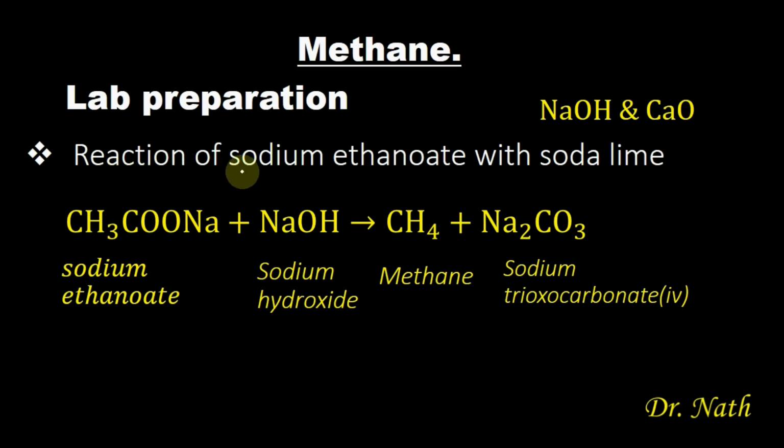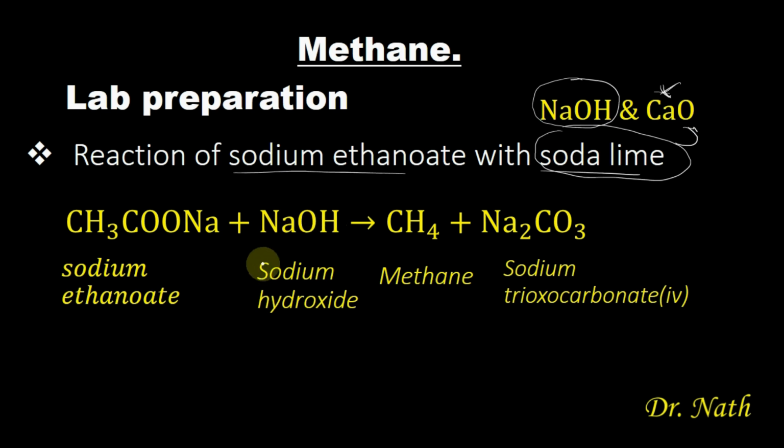The equation is the reaction of sodium ethanoate and soda lime. So like I said, soda lime is a mixture of sodium hydroxide and calcium oxide. So what is taking part in the reaction is not the soda lime, but it is the sodium hydroxide. The calcium oxide is not taking part in the reaction, but we use this soda lime, which is a mixture of this and this. But what is actually taking part in the reaction is the sodium hydroxide.